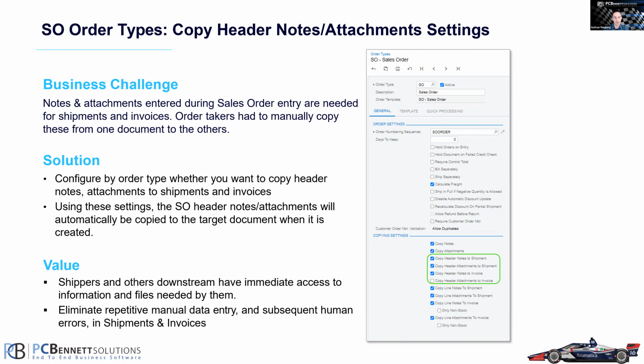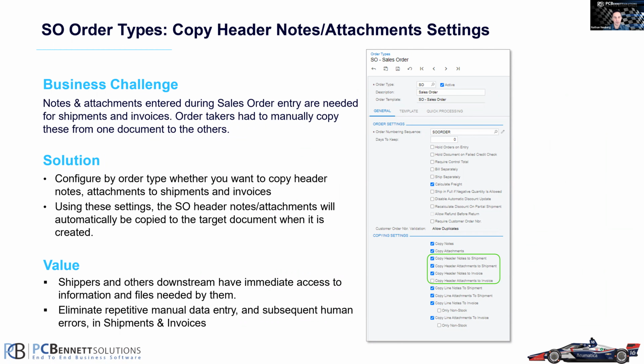So those header notes and attachments didn't used to automatically copy between our sales orders and related entities, shipments and invoices. But now we can copy those notes and attachments that are entered at the sales order time, which often are needed at the invoice time, right? So without a customization, we can now, by order type, configure our sales order types to copy automatically or not. No more manual copying of notes and attachments.